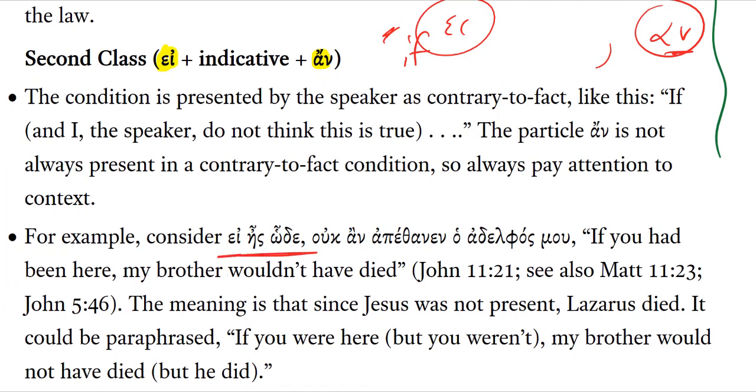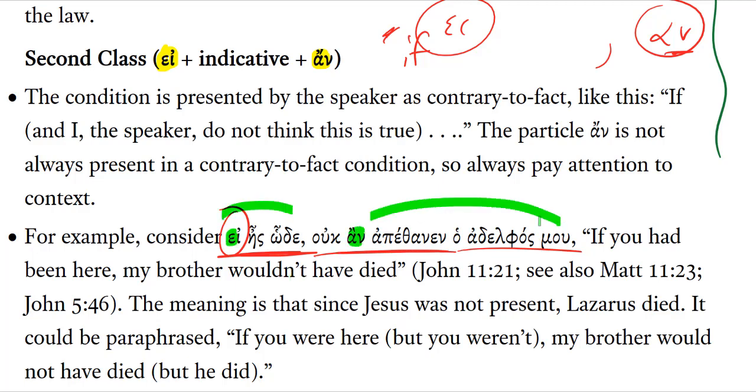So if you had been here, right? If you had been here, Lazarus' sister says to Jesus, my brother would not have died, right? So if this had happened, it didn't happen, then this would have happened, right? So notice an ei in the first part and an an in the second. One way to keep that straight, that's a second-class conditional. You're looking for two things. One, two. You're looking for the word ei and you're looking for the word an.